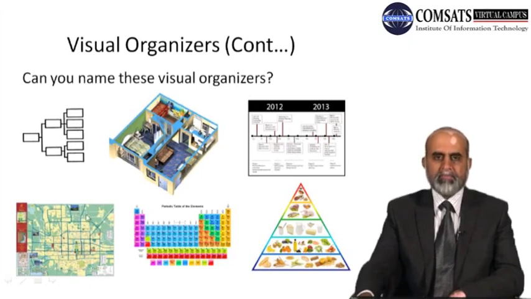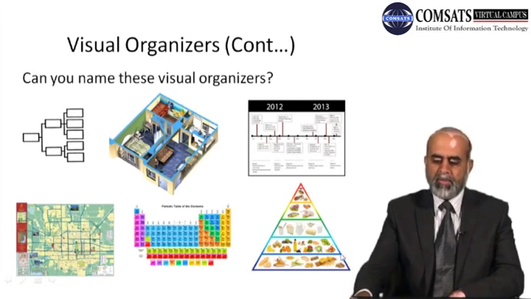Okay, how about this one? That's right, it is a city map. Probably this was the easiest to figure out. How about this one? Again, an easy one. That's right, it is a periodic table. So it's one kind of table. Okay, how about this one? Yeah, this is the famous food triangle. It's a triangle, and it shows the amount of food that we should eat.